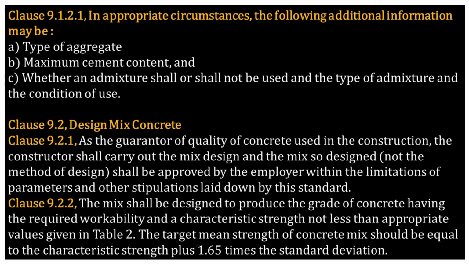Clause 9.1.2.1, in appropriate circumstances, the following additional information may be included: A. Type of aggregate. B. Maximum cement content, and C. Whether an admixture shall or shall not be used and the type of admixture and the condition of use. Clause 9.2, Design mix concrete.